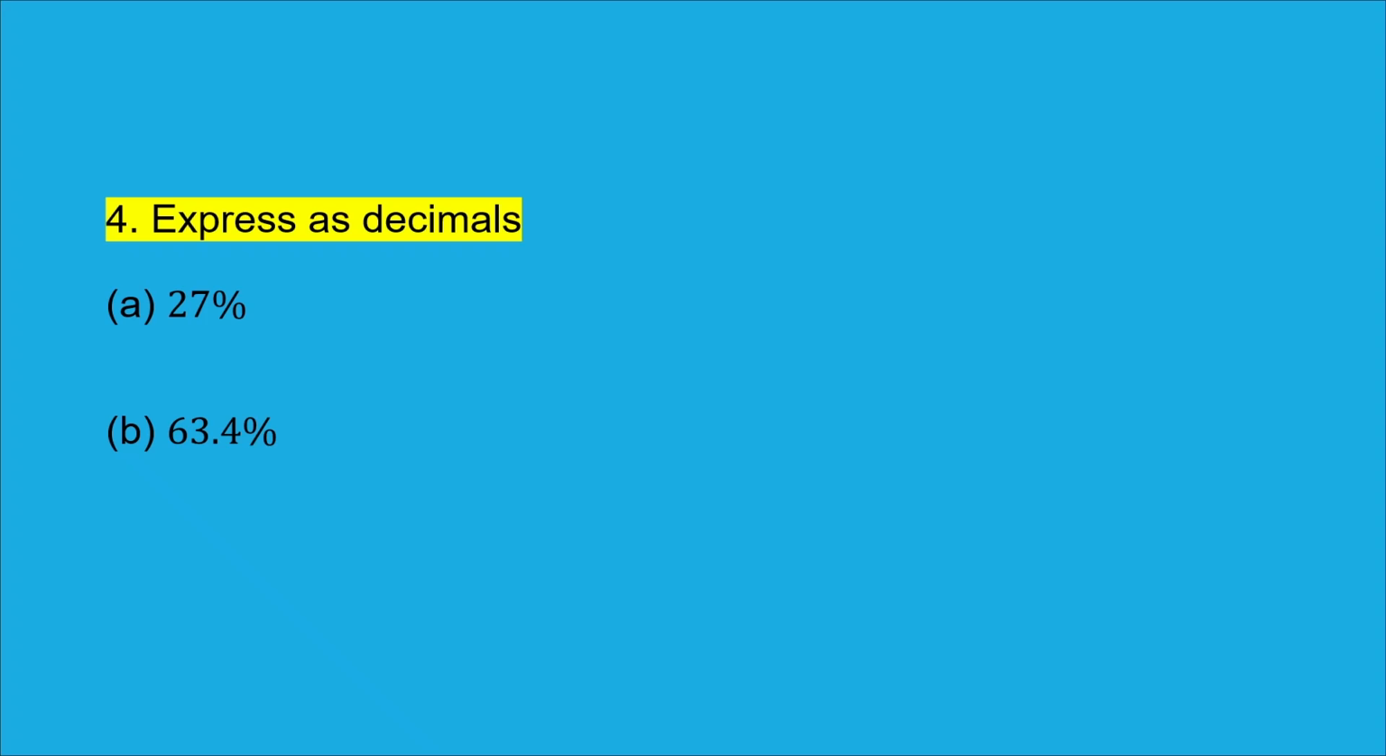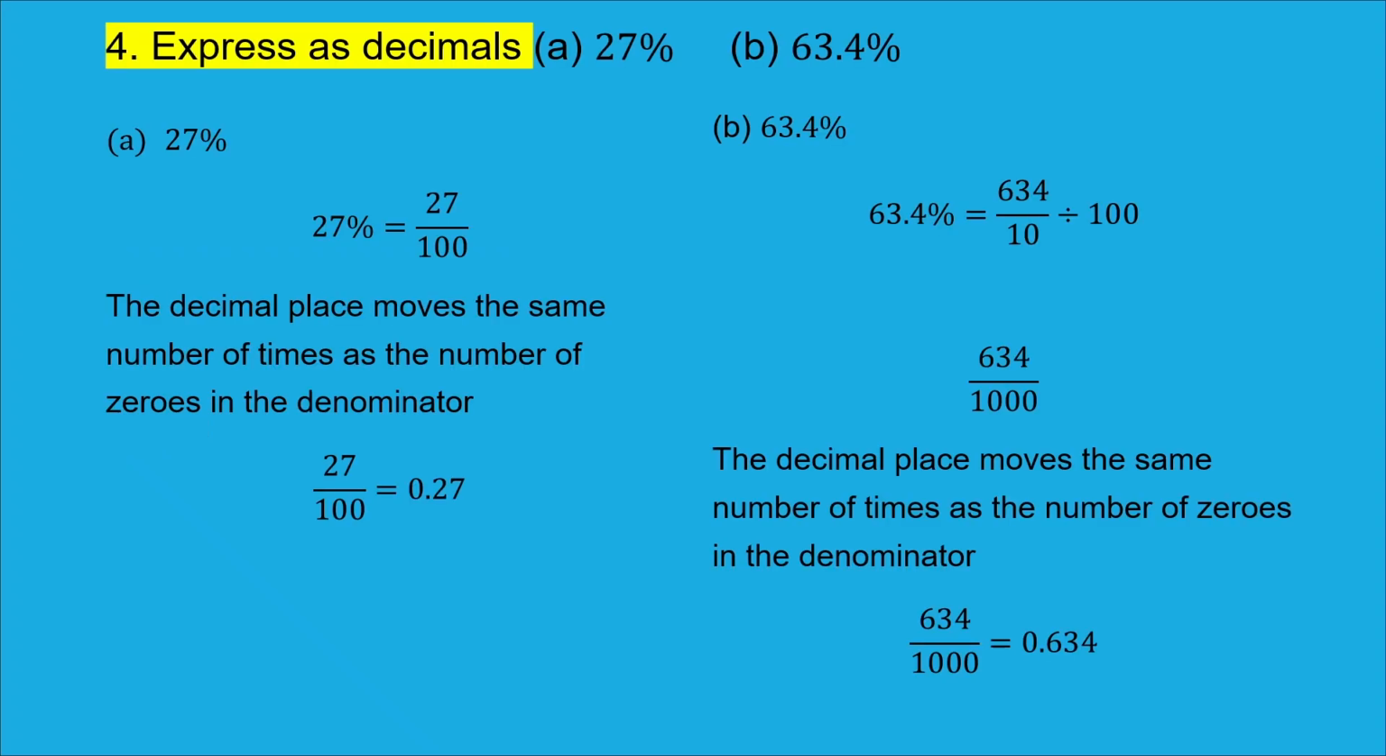Express as decimals. A 27%, B 63.4%. A, we have 27 over 100 because it's a percent, then the decimal moves that same number of times as the number of zeros in the denominator and we end with 0.27. Then part B, we divide by 10 because it has one decimal place, then divide by 100 because it's a percent, so we have 634 over 1000. Then the decimal moves 3 decimal places because there are 3 zeros.